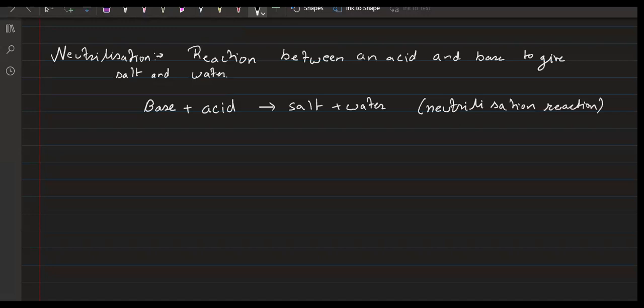Wait, someone is asking about login. Okay, right? So in that case, we react acid with base because it will cancel out each other's properties. That's the meaning of neutralization.